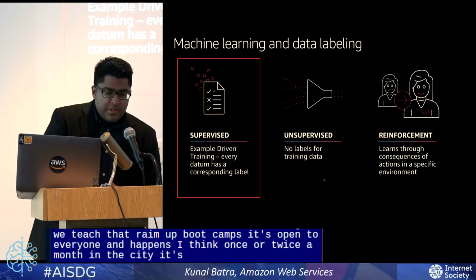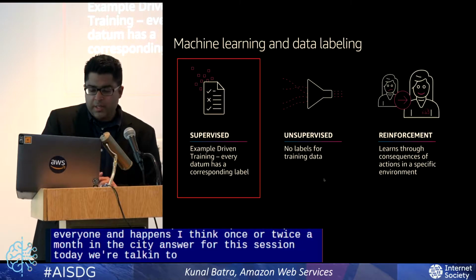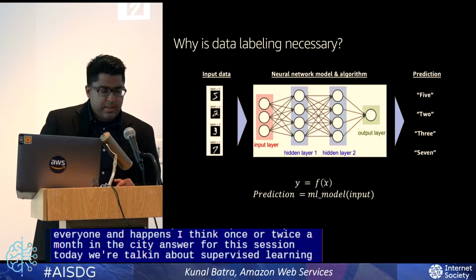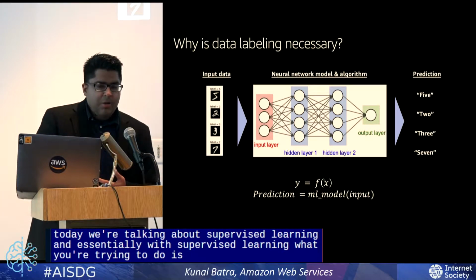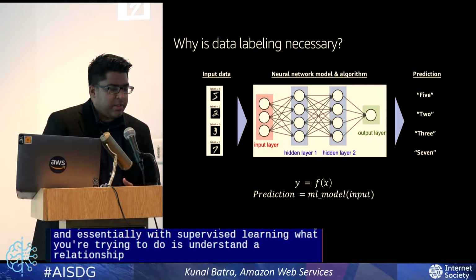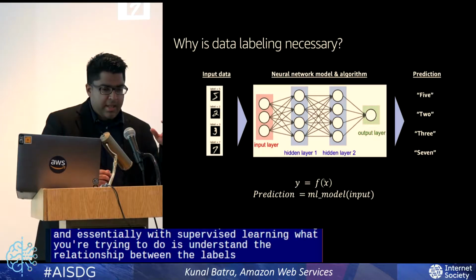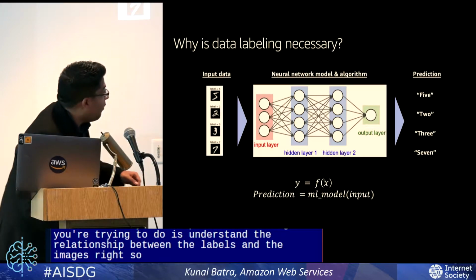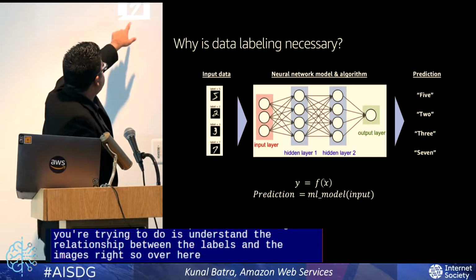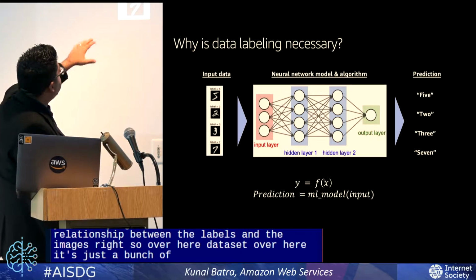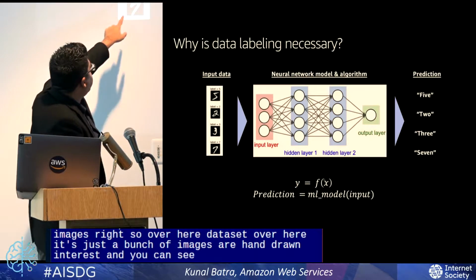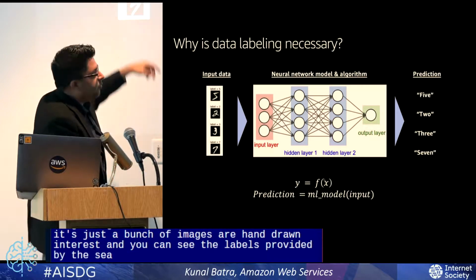And so for this session today, we're talking about supervised learning. Essentially, with supervised learning, what you're trying to do is understand the relationship between the labels and the images, right? Over here, you can see that I have these images and there's a label corresponding above it. This data set is just a bunch of images that are hand-drawn integers, and you can see the labels provided above it, so 7, 3, 2, 5.